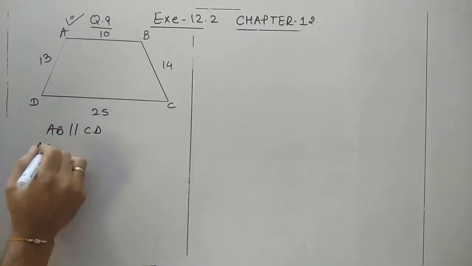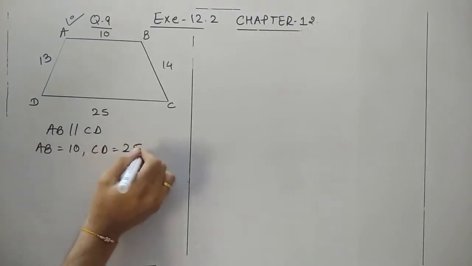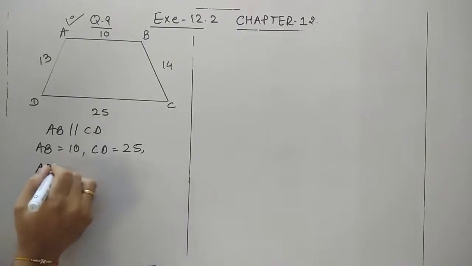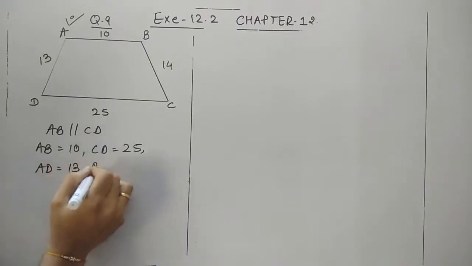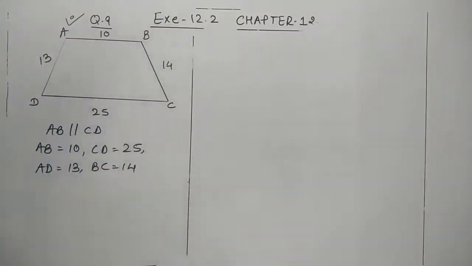The parallel sides are given 10 and 25. And the non-parallel sides, that is AD and BC, are given 13 and 14 respectively. So you can take this 13, this 14, it doesn't matter. Now we have to find out the area of this trapezium.